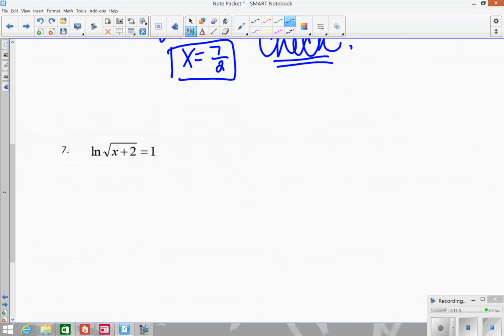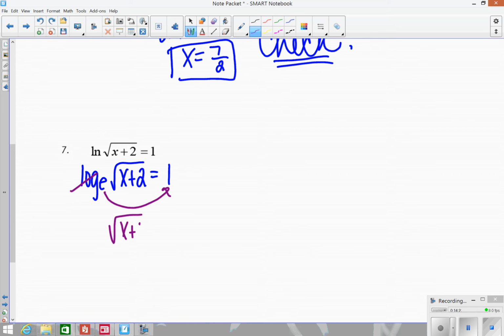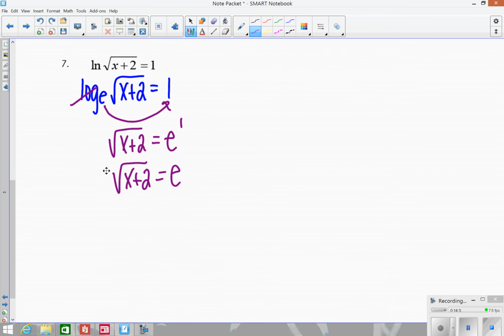Another case here, for this one, we have ln of the square root of x plus 2 equals 1. So remember, ln is really log base e. So I could just rewrite this to start. And then we can drop the log, swing the base. So the square root of x plus 2 equals e to the 1, which is the same thing as just e. If we want to undo something that has a square root, we would square both sides. So x plus 2 equals e squared.